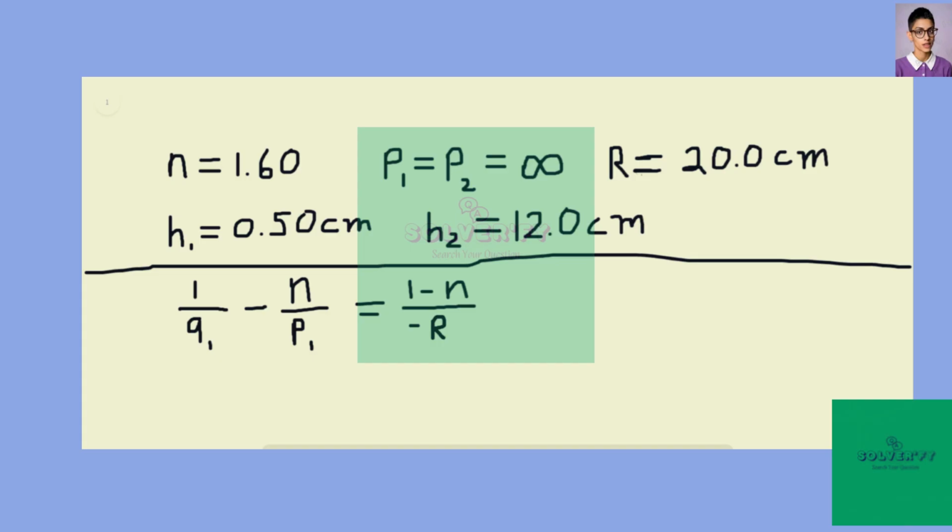Well, P1 is infinity, and anything divided by infinity is 0, so that term goes to 0. And solving for Q1, we find that Q1 is equal to negative R divided by 1 minus N. In other words, Q1 is equal to 33.3 centimeters.